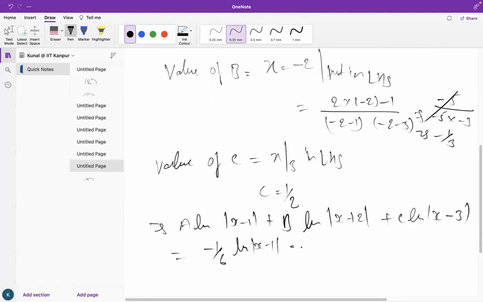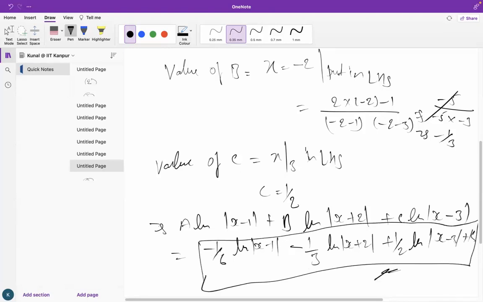It will be like minus 1 by 3 ln |x + 2|, and the value of c we get is 1 by 2. So 1 by 2 ln |x - 3| plus some constant. So this is our basic solution.